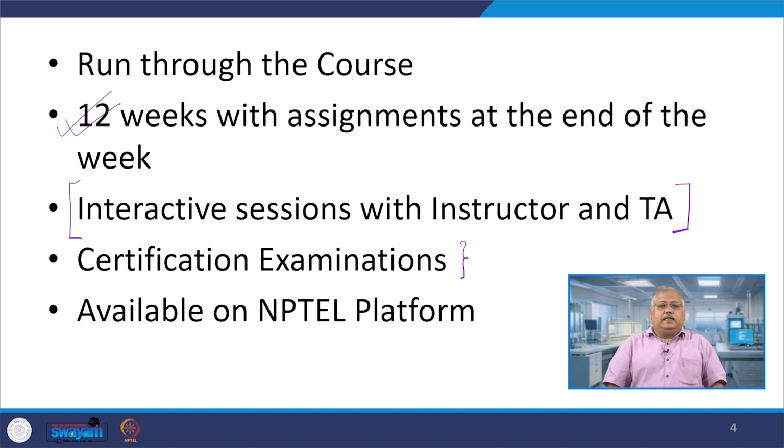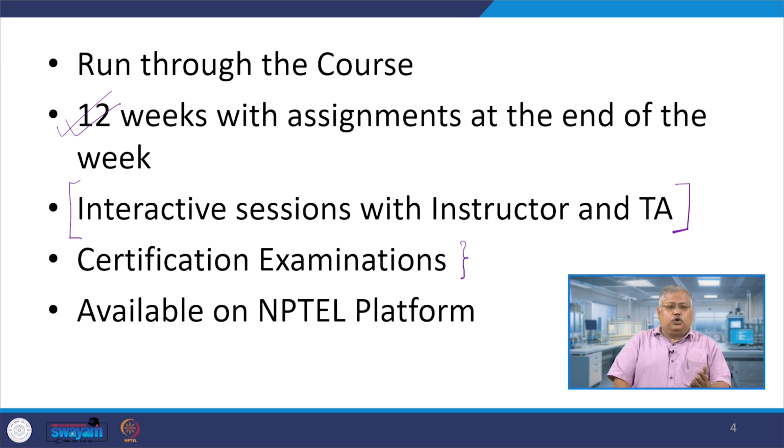However, please keep in mind that one need not always appear for the examinations, right. You can as well just do the course out of your interest, which means that you just do the course as you move along, and if you want to give an examination to get the certificate, please go ahead. If you are not interested in that, then you can just do the course and understand the subject just for learning purposes, right. The last point: it is always available on the NPTEL platform, the whole course will be available on the NPTEL platform.